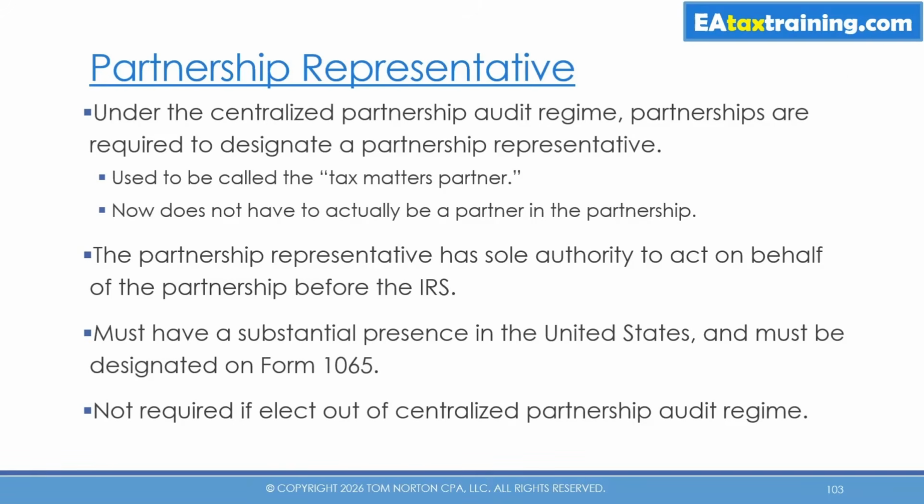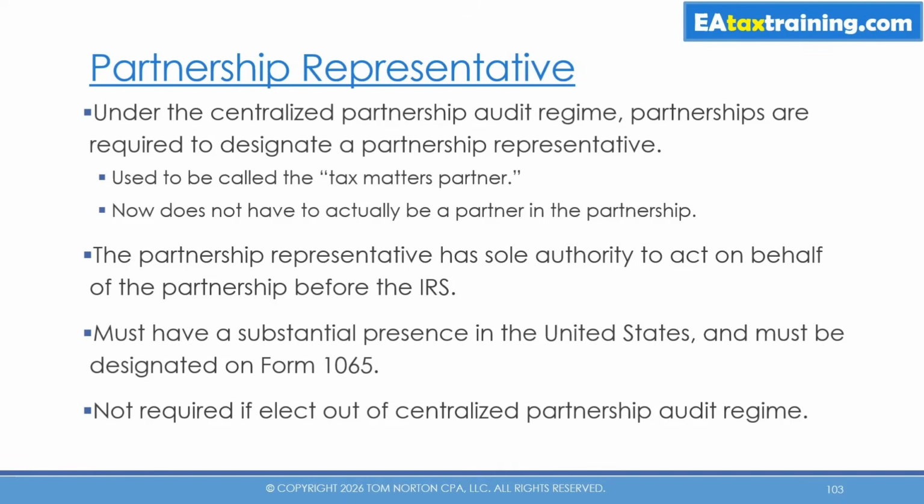Then the last thing we want to talk about is the partnership representative. Under the centralized partnership audit regime, partners are required to designate a partnership representative. So before BBA, we had something called a tax matters partner. So they replaced that with this partnership representative. And now the representative does not actually have to be a partner. So the tax matters partner had to be one of the partners in the partnership. The partnership representative does not actually have to be a partner in the partnership.